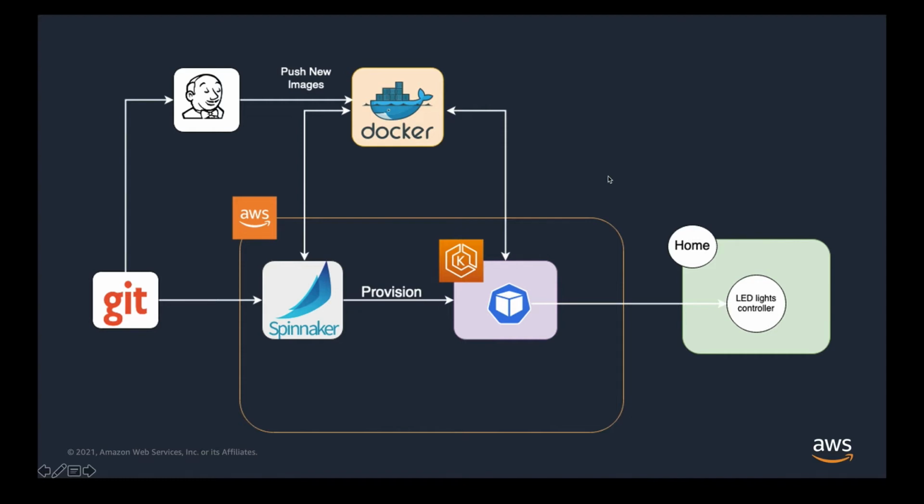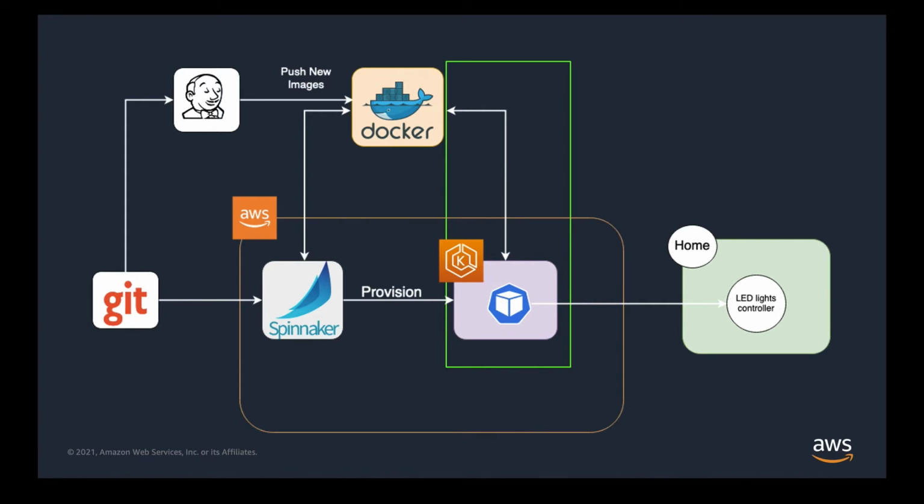This is what the current implementation looks like. We have a Git repository that's acting as the source of truth, and whenever you push anything to Git, Jenkins is going to take the code and push a new image to the Docker registry. Spinnaker is constantly monitoring this Docker registry for new images. When a new image is available, Spinnaker is going to notice that, and it's going to instruct this Kubernetes cluster to provision all the resources that are needed.